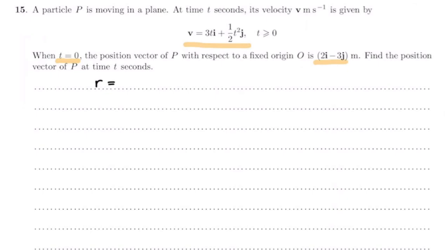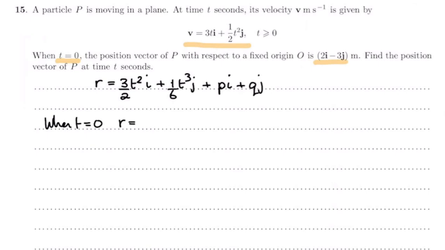So we get r equals, if you integrate 3t with respect to t, you get 3 over 2 t squared, and that's in the i direction. And if you integrate a half t squared with respect to t, you get a sixth t cubed in the j direction. And again, we're going to just add on our pi plus qj. Now you don't have to use p and q, you can use c and d, you can use anything you like.